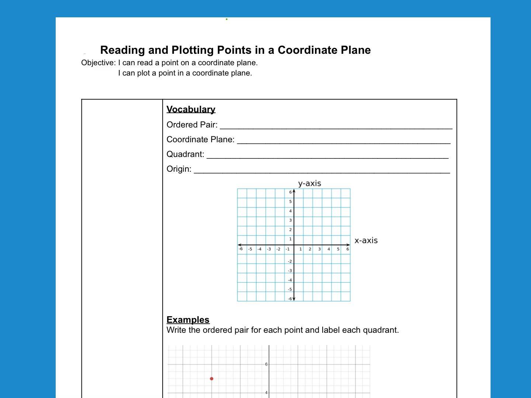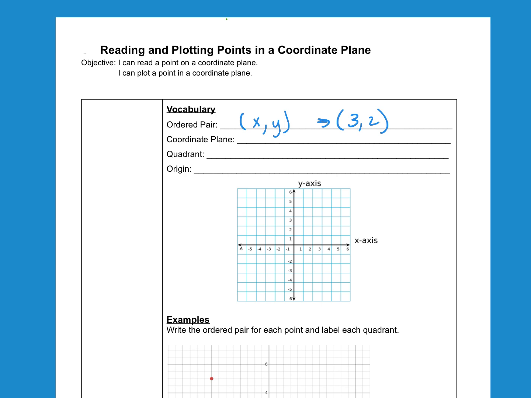For this lesson, we're going to look at reading and plotting points in a coordinate plane. For our vocabulary, an ordered pair is the x and y values that tell us where a point is located, and it's always going to be in that order, x first and then y. So an example would be if I have (3, 2), that tells me that the x value is 3 and the y value is 2.